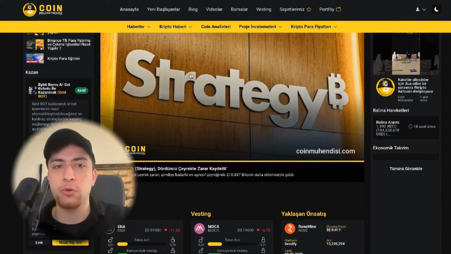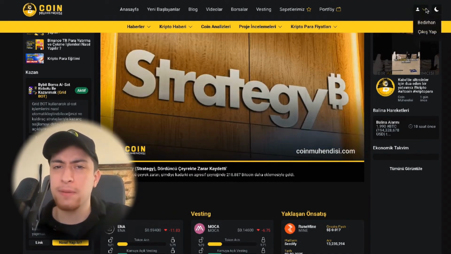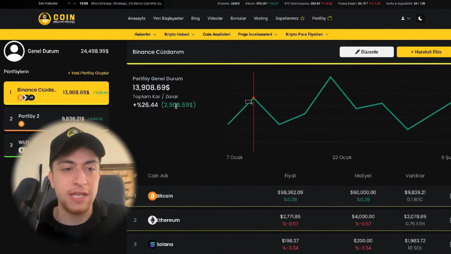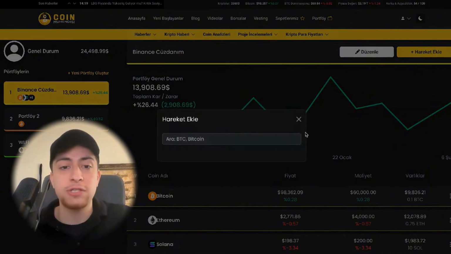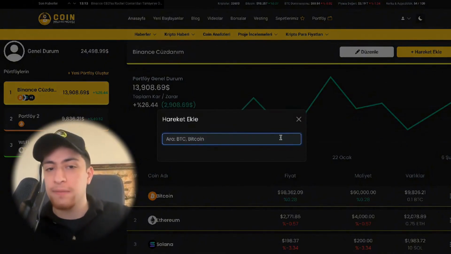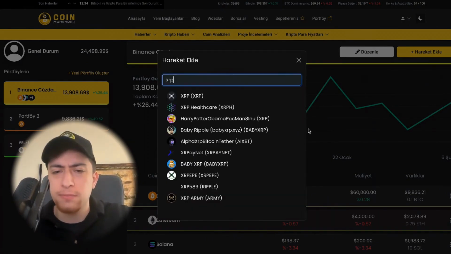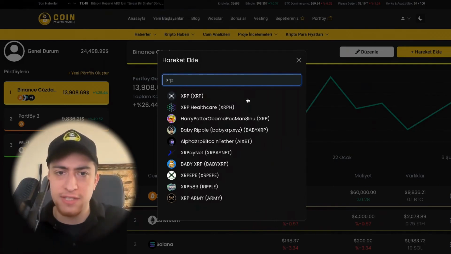Additionally, you can manage your portfolios from our Coin Engineer website. It's enough to become a member, completely free. You can enter the portfolio section, create baskets for yourself, add or remove cryptocurrencies when you buy or sell them, and manage how much profit or loss you have, friends. It's quite simple. We also have a detailed video about this. If you can't do it, you can check that out too.